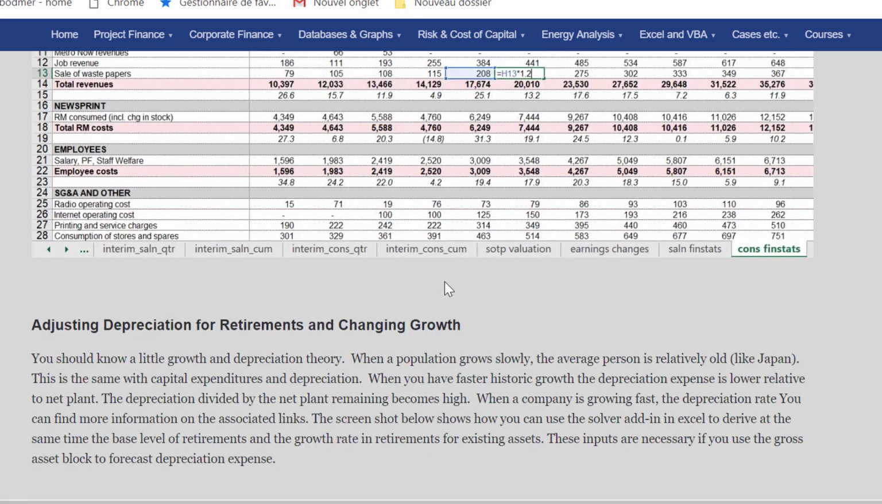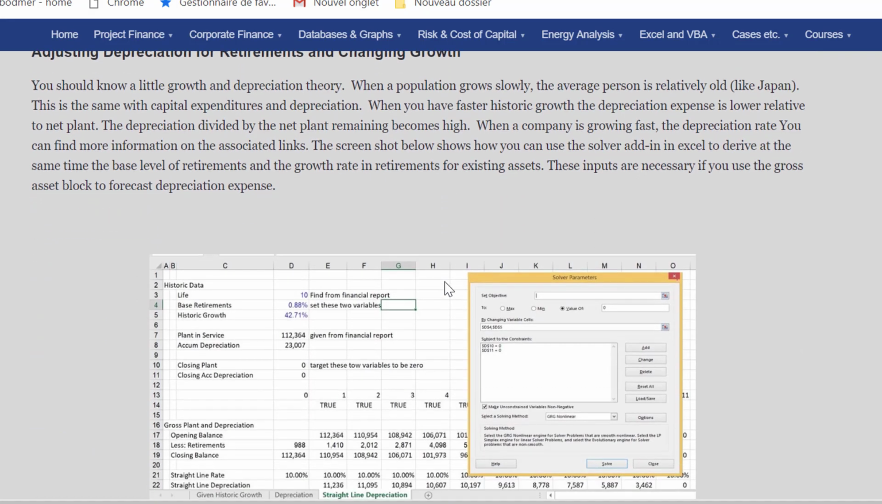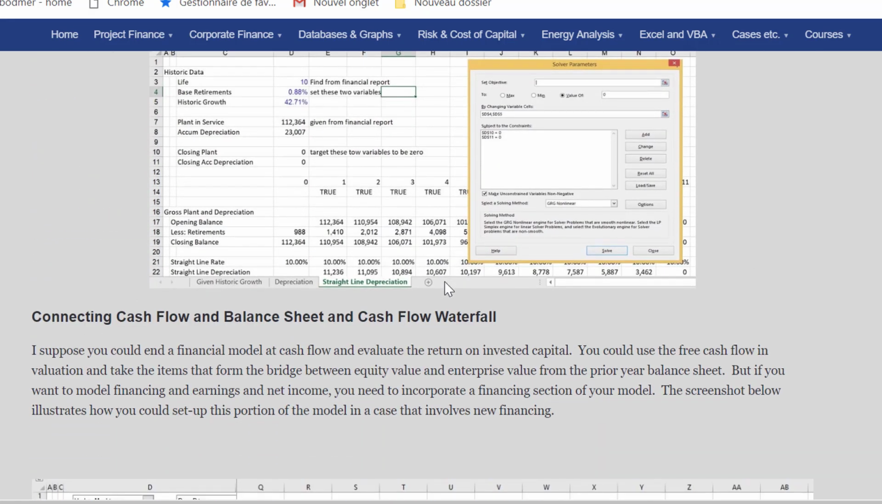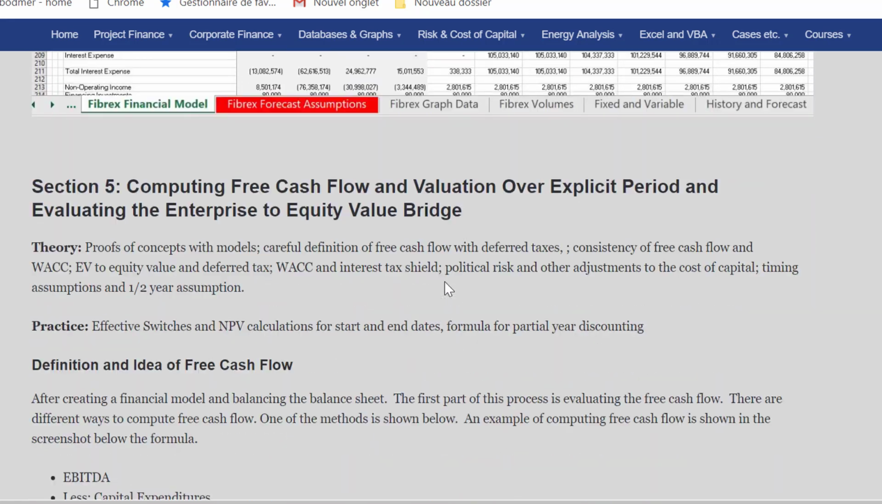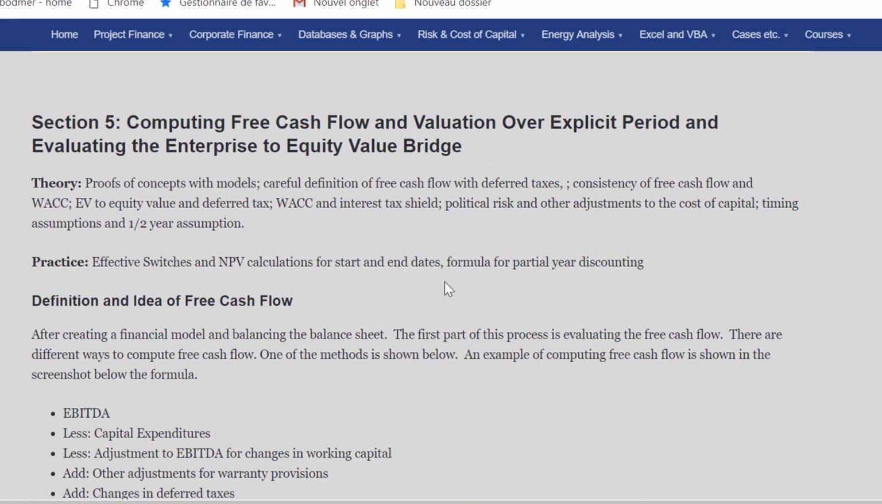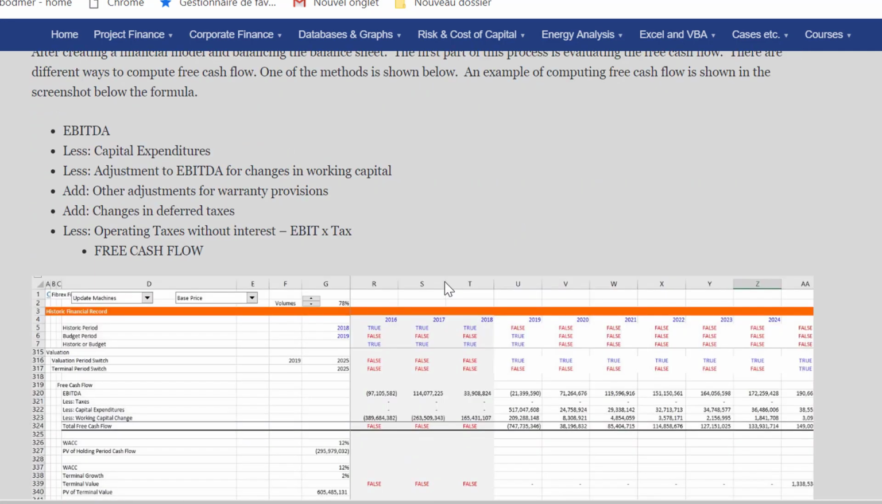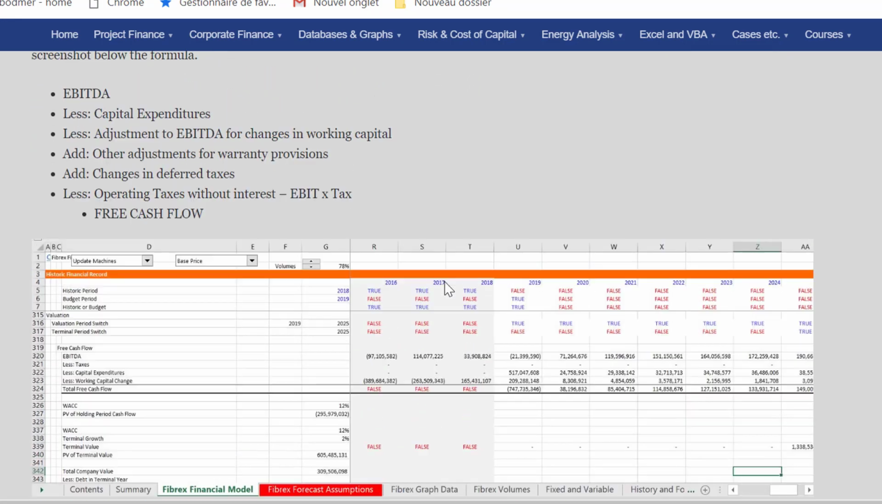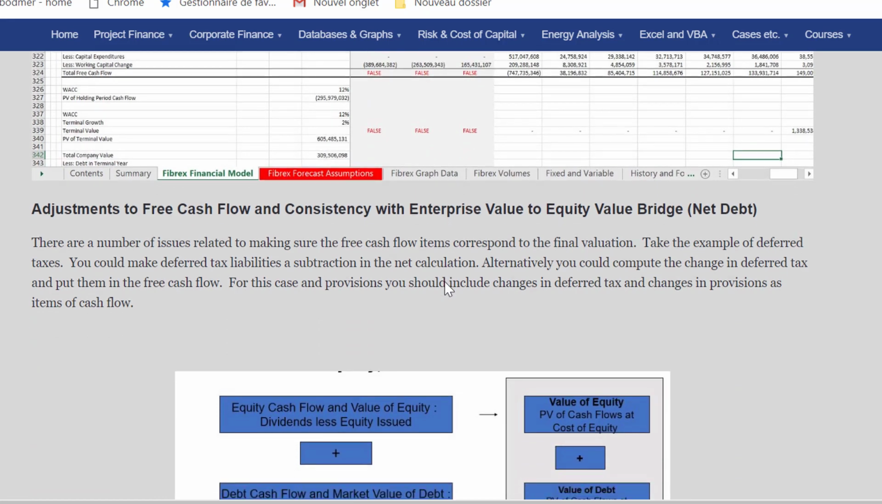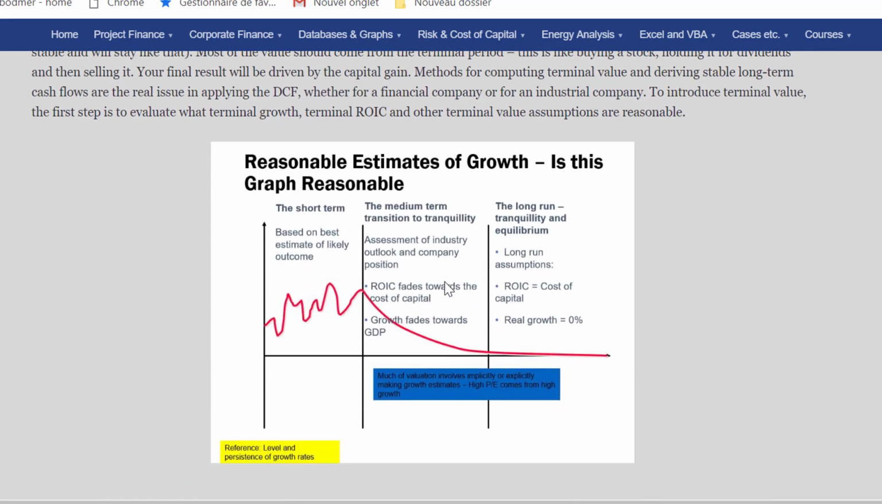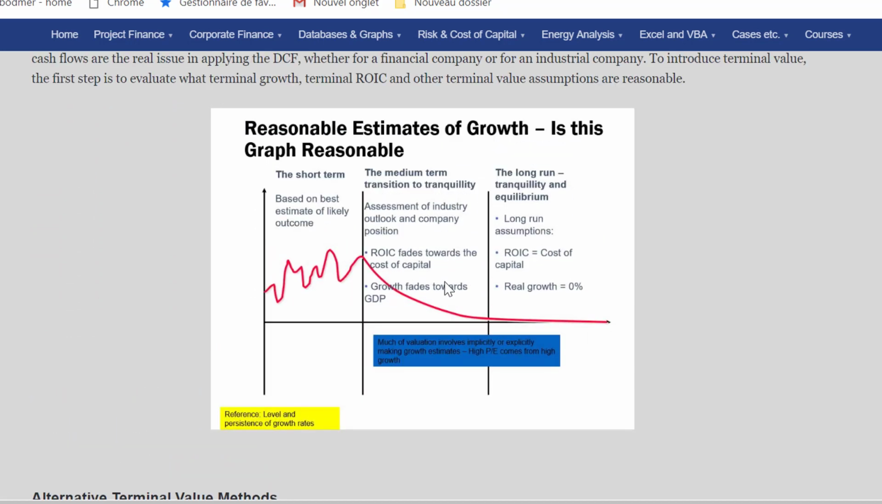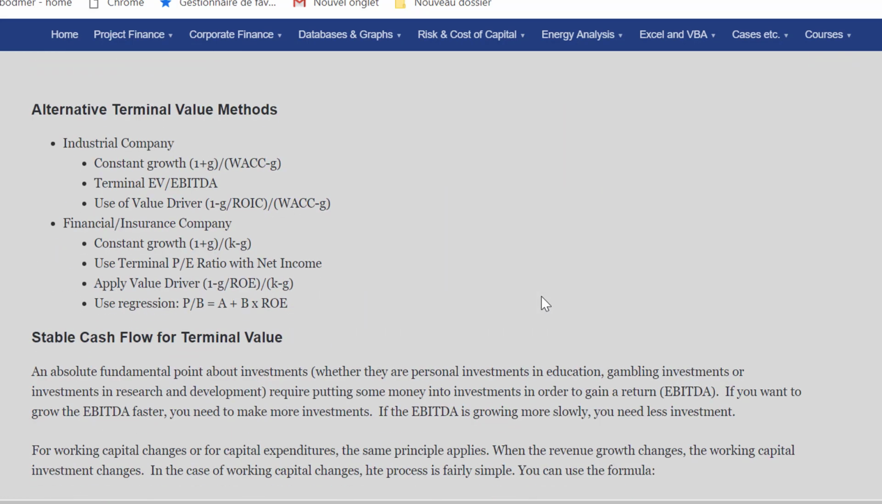You notice there's a hard-coded number, and then we'll go through the difficulty in depreciation and some cash flow balances and waterfalls. Then we move to valuation, the definition of cash flow. What should you do with provisions, deferred taxes? Some things a little more complicated, and then go through all the philosophy of terminal value. This crap, ROIC equals cost of capital, and get out of the business, you idiots.